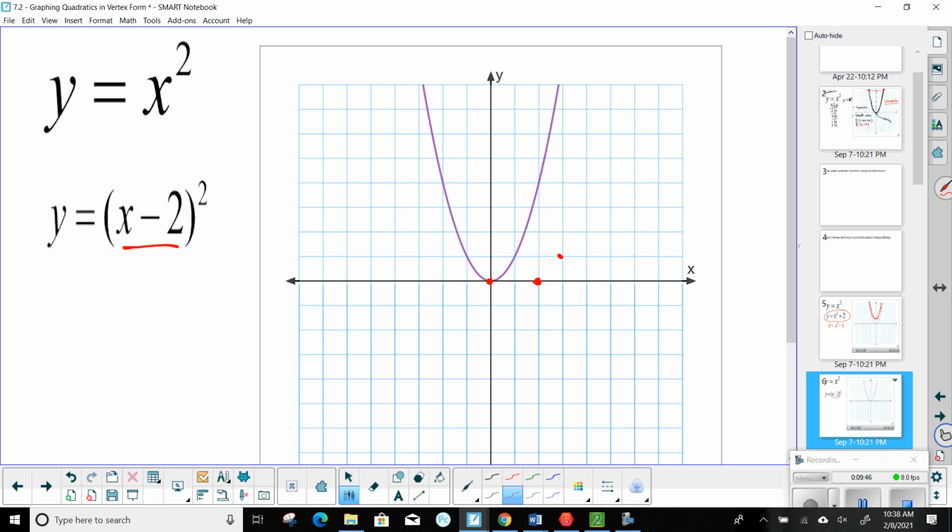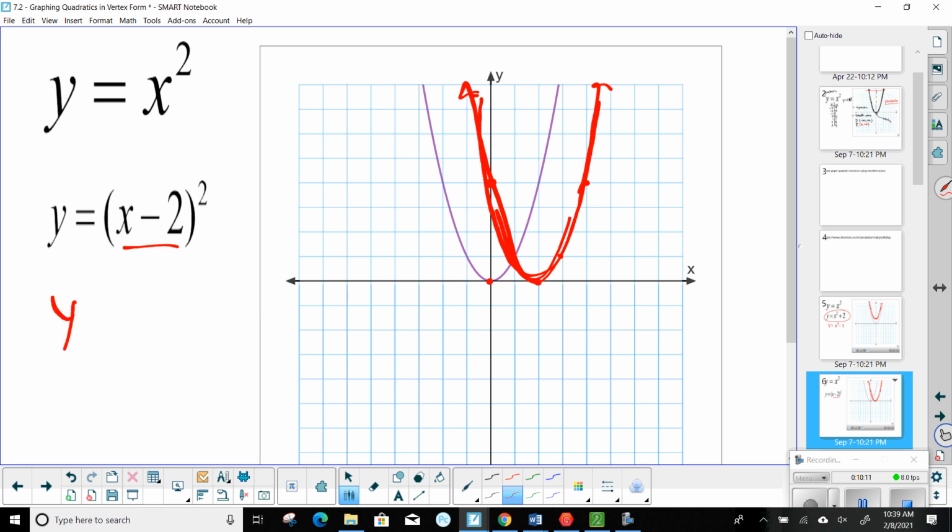We know we go over 1, up 1 on either side. Then if I go over 2, right, 2 squared is 4. 1, 2, 3, 4. And I can go left 2. Negative 2 squared is also 4. So it's always going to be over 1, up 1, over 2, up 4, as long as we haven't changed how steep the graph is. So my graph looks like that. So same shape, it's just shifted right 2.